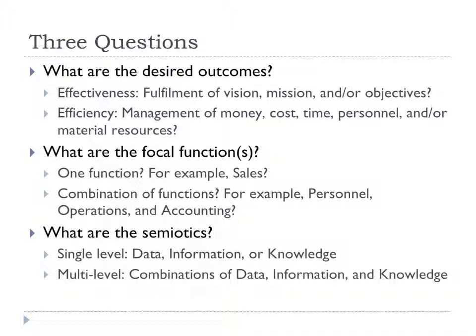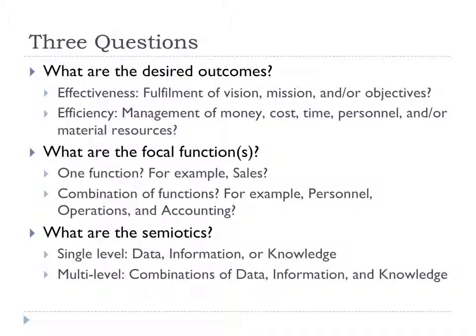Third, what are the semiotics? This will need some explanation. The information system may focus just on the data about the functions required to achieve the desired outcomes. Sometimes, data itself can be valuable. However, by processing the data and discovering relationships and patterns within it, the system can generate information. Information can add more value. Last, by interpreting the patterns and relationships in the information, the system can generate knowledge which can add further value.